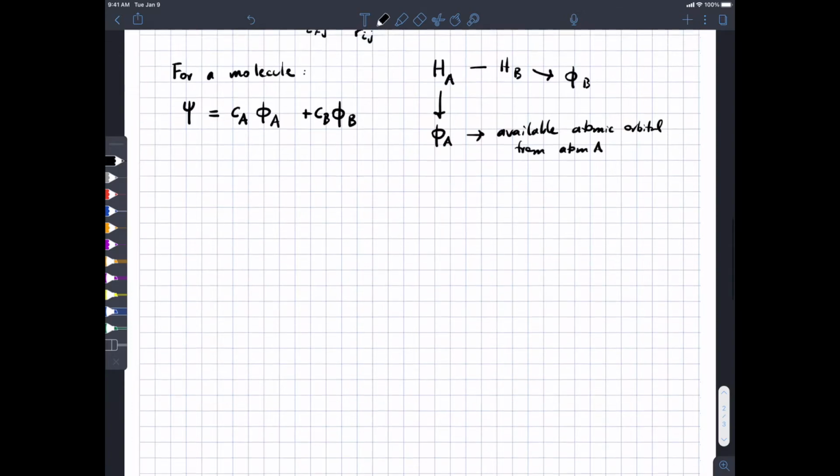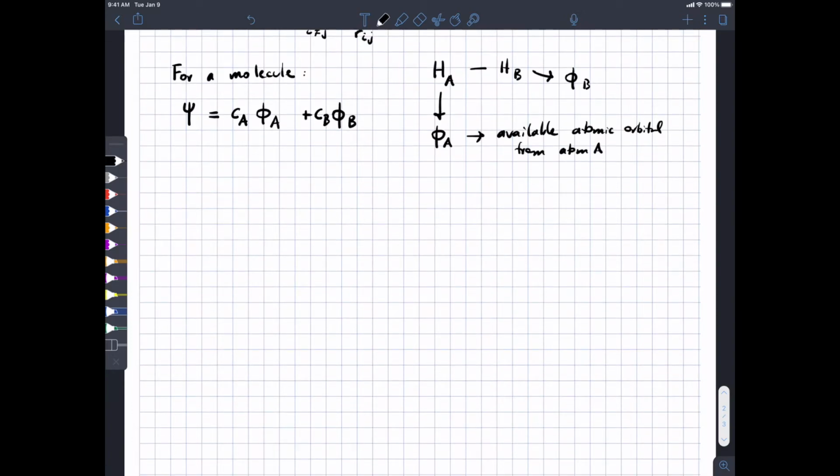One interesting feature of linear combinations of atomic orbitals is that you get more than one orbital out when you mix orbitals together. You get actually as many orbitals out as you mix together. So that's why I put the little I there to indicate that we're going to get out as many orbitals as we put in.